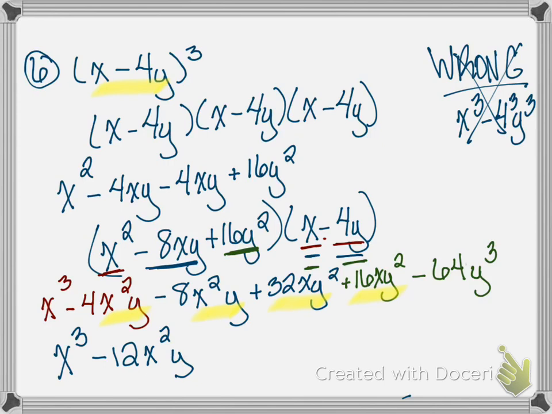Okay, now it looks like I've got another set that I can combine, 32xy squared and 16xy squared. So when I combine those two, I am going to get 48xy squared. And then my last one, there's nothing to combine with that one, so I've got negative 64y to the third. Okay? And so that is number 6.